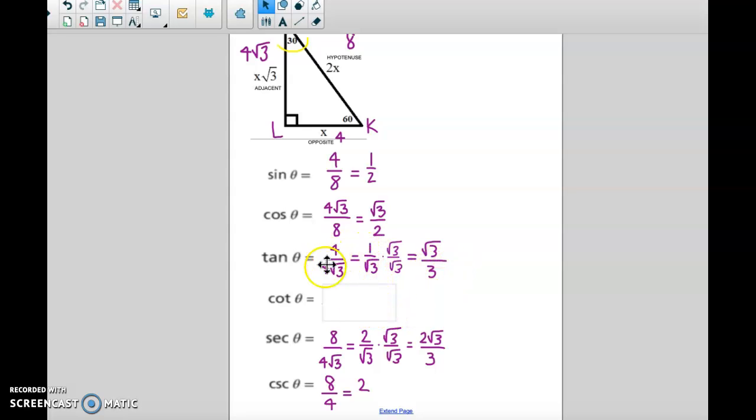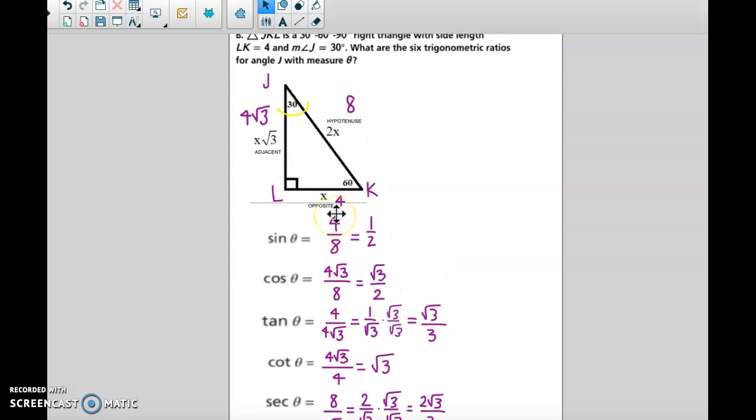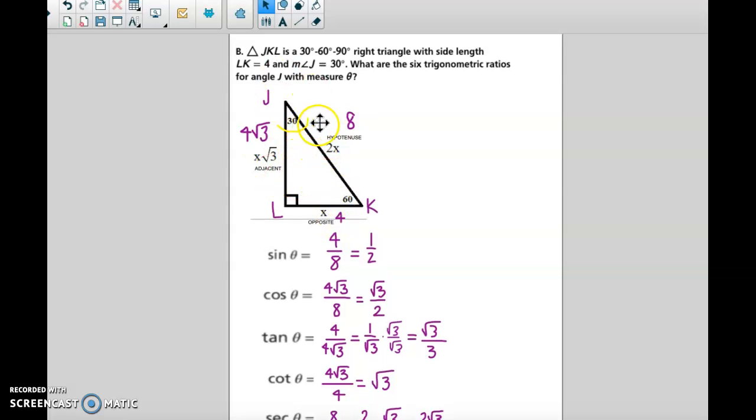And then if I go back here to take the reciprocal, I'm going to get 4 square root 3 over 4. 4's cancel, and I'll be left with square root of 3. So guys, really, this is the same exact example back to the very first one we did where we wrote these 6 trig ratios, but we just started a little bit differently by creating this triangle instead of being given this triangle.